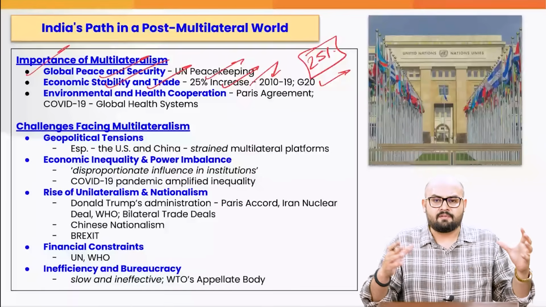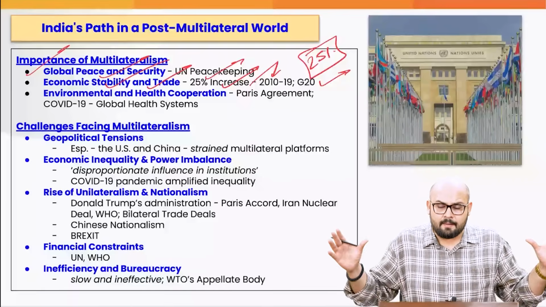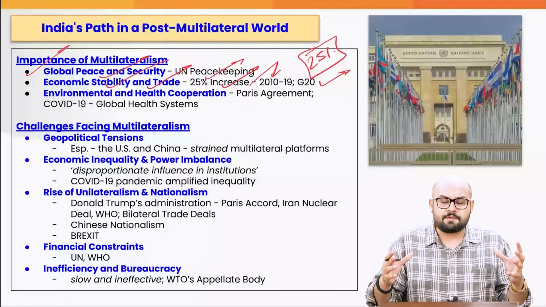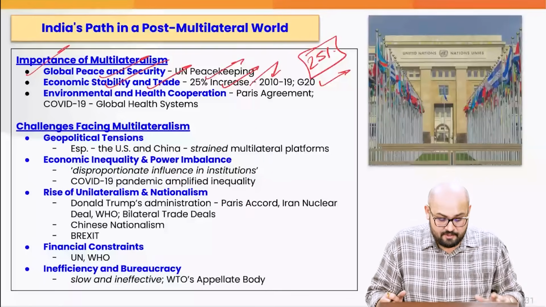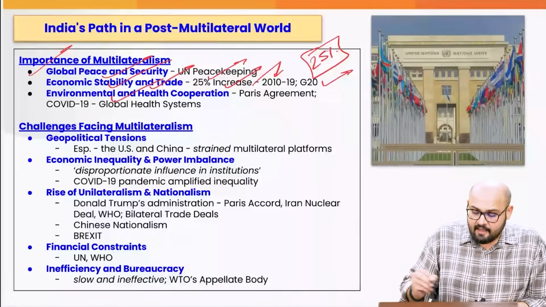We have the finance ministers, the heads of state, and the heads of government coming together and coming up with different partnerships with the help of the G20. Ultimately, it is reinvigorating the trade partnerships. Then we have environmental and health cooperation.